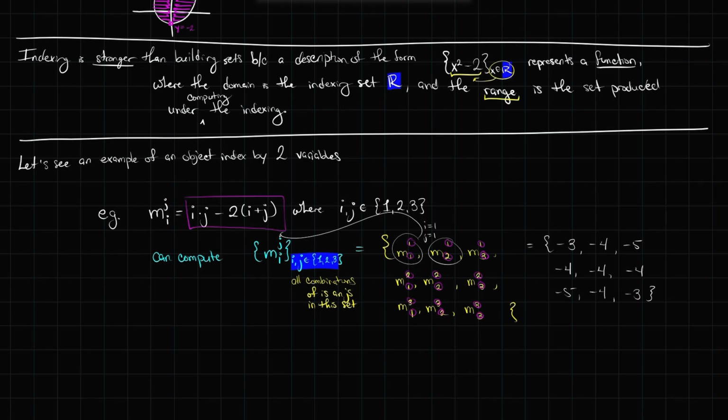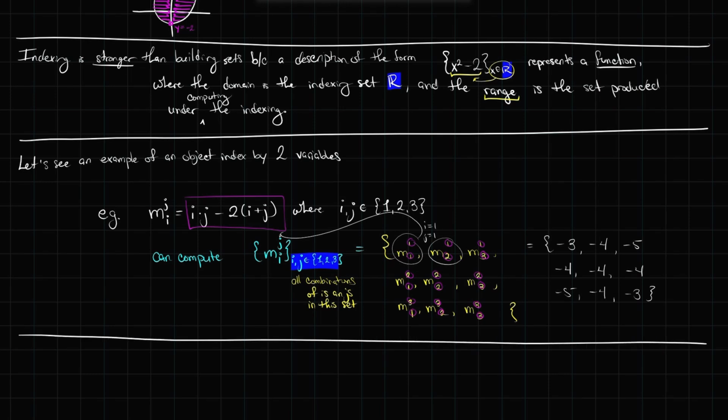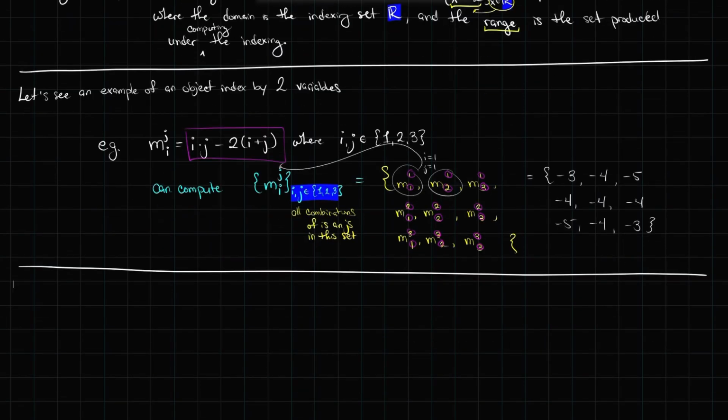Now it turns out that indexing is, and I've already mentioned that indexing is stronger than building sets because it represents a function where the domain has an indexing set and the range is a set produced under the indexing, but it's also stronger in another way. So this is where sequences come into play.